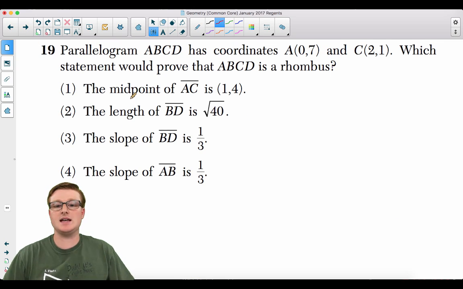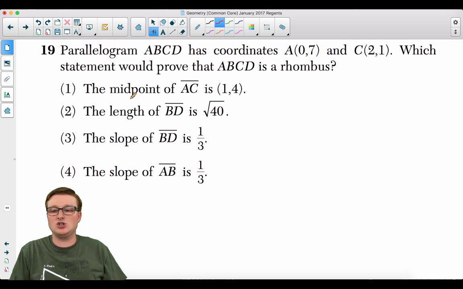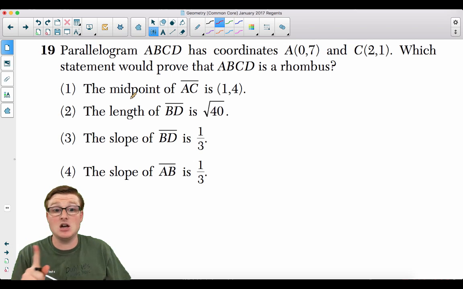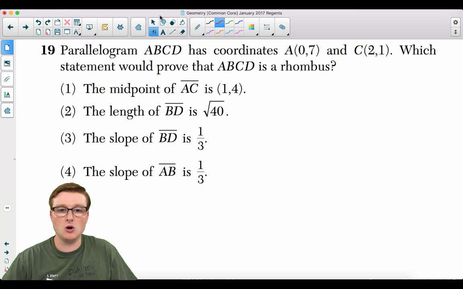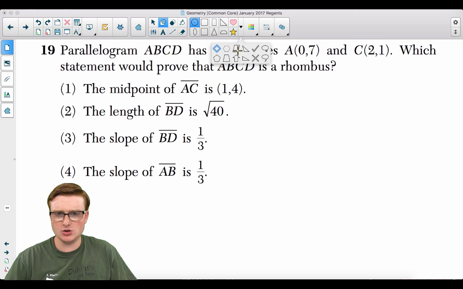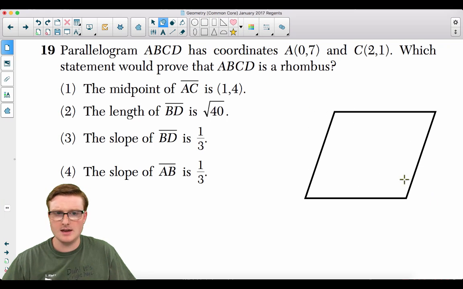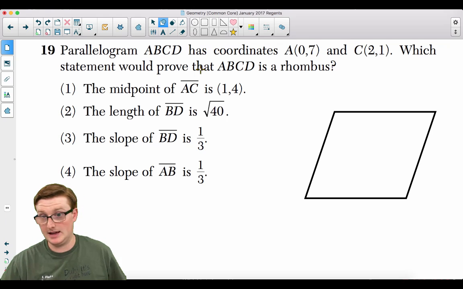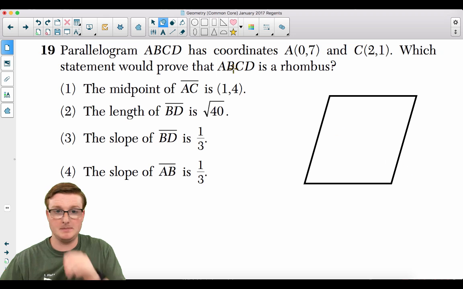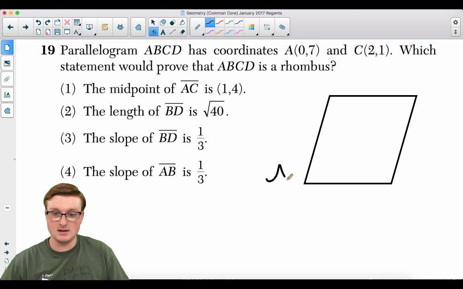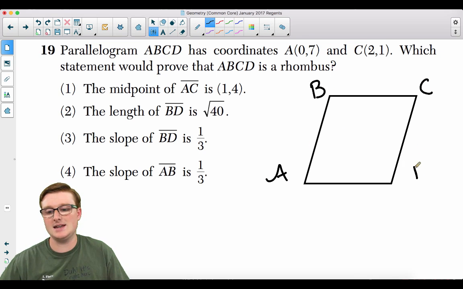Parallelogram ABCD has the coordinates 0, 7, and 2, 1. Okay, now these are A and C. Which statement would prove that ABCD is a rhombus? So, first I'm going to draw a rhombus. Okay, and that is not a rhombus. That looks like a parallelogram. That's a little bit better. Okay, so this is A, B, C, and D.